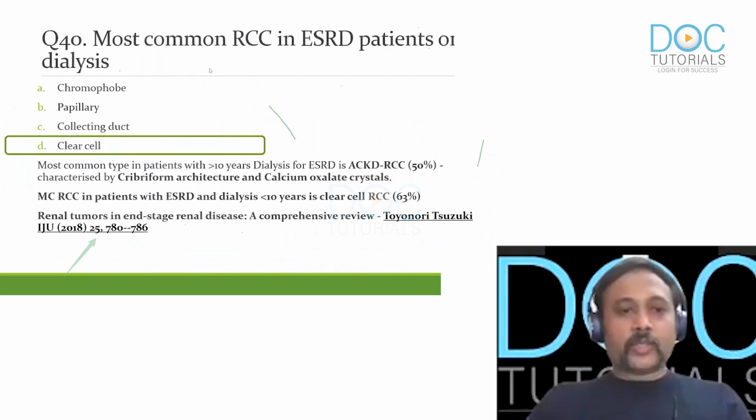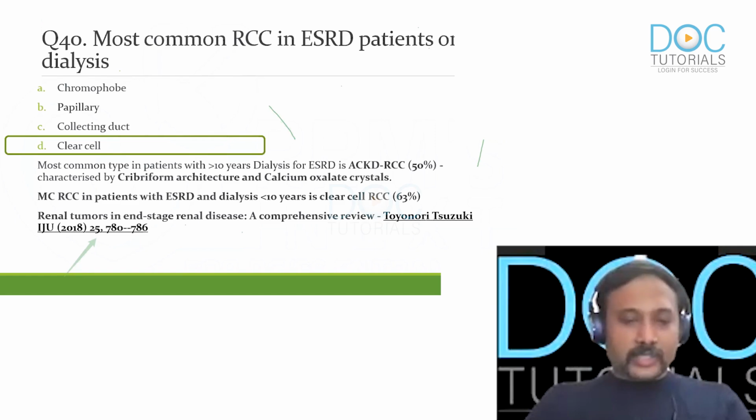So what I could deduce was clear cell in patients with less than 10 years of end-stage renal disease and dialysis. Otherwise, it is going to be the ACKD type, that is the acquired cystic kidney disease RCC type. If that is mentioned, that is the best choice. If it is not mentioned, then I think you should go for clear cell RCC. So now let's go on to the next question.